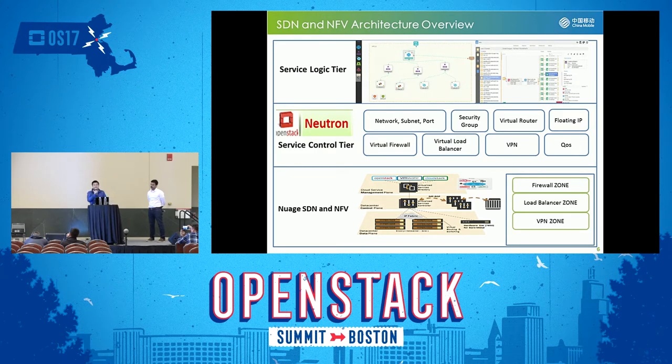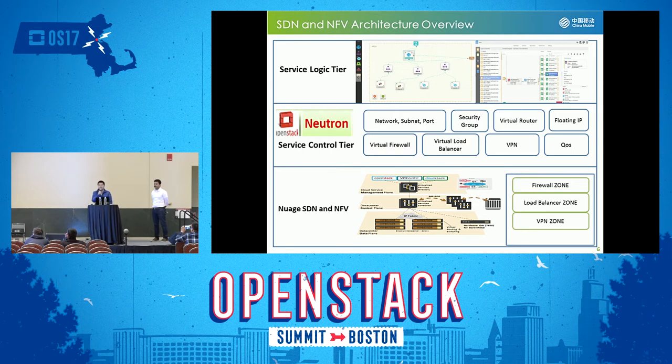Here is our public cloud IT structure. It includes three tiers. The first tier is called the service logic tier. It manages the business logic of the cloud. It's called the operation platform, which is a portal for the end users to manage customer configuration and the service logic. The network administrator uses Nuage VSD to manage the network policy.